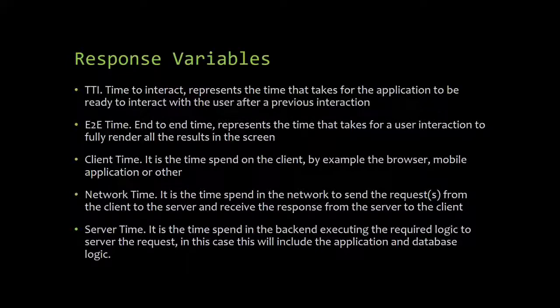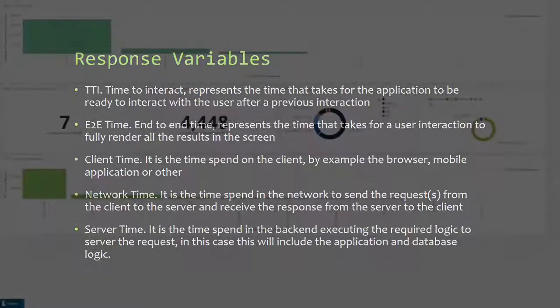Client time is the time spent on the client, for example the browser, the mobile application, or any other UI. Network time is the time spent in the network to send the request from the client to the server and receive the response from the server to the client. And finally, server time is the time spent in the backend executing the required logic for the server request. In this case, it could include application logic, database access, or any other component like asynchronous web service calls.